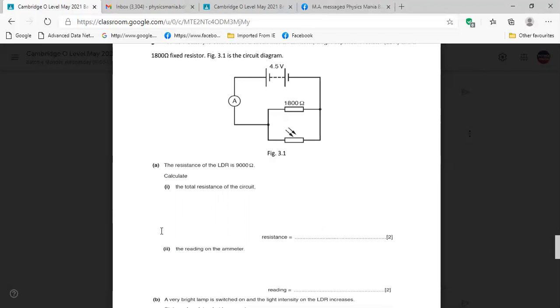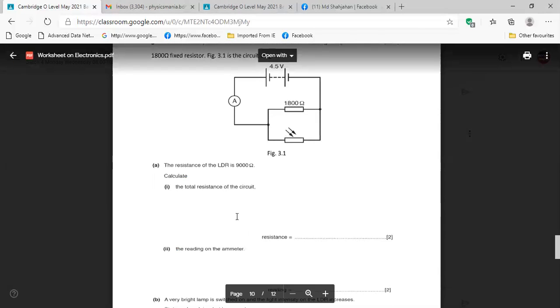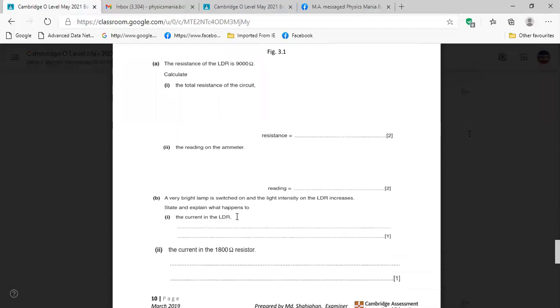Then calculate it with your calculator. Then check, what is the answer? 0.003. Yeah, 0.003, or you can say 3 milliampere, right? Yes, sir. 3 into 10 to the power minus 3, whatever you write, same thing.